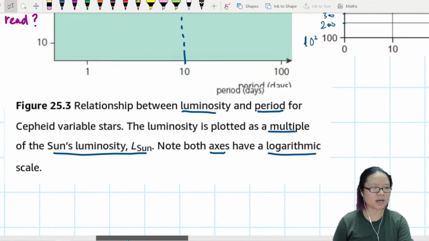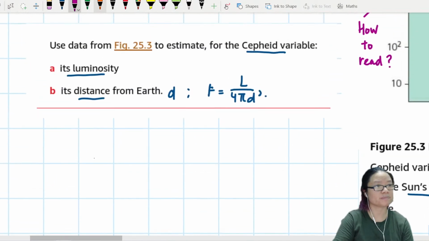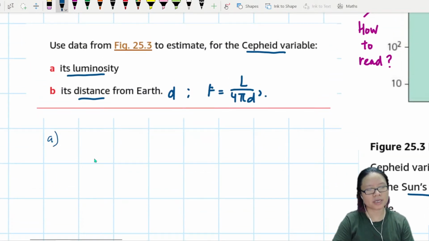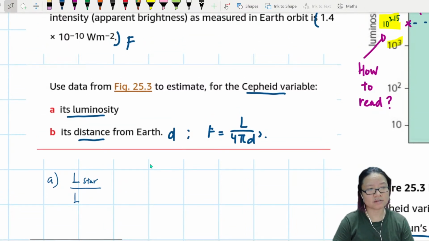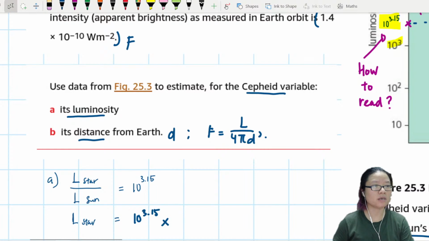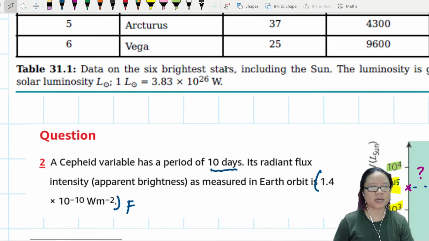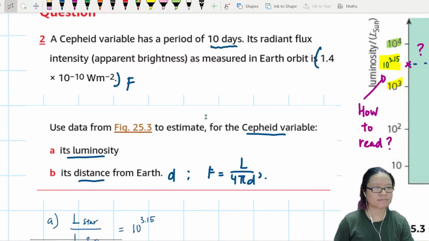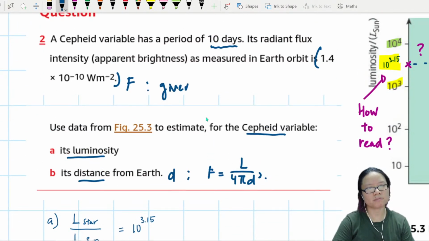All right. So right now, if I take this one as 10 to the power of 3.5, the ratio of the luminosity of the star divided by the luminosity of the sun is 10 to the power of 3.15. So if you want to find the luminous intensity of the star, let me change the thickness. You will take 10 to the power of 3.15 multiplied by luminosity of the sun, which is here, 3.83 times 10 to the power 26. Okay, I'll just write here. Given L is 3.83 times 10 to the power 26 watt.